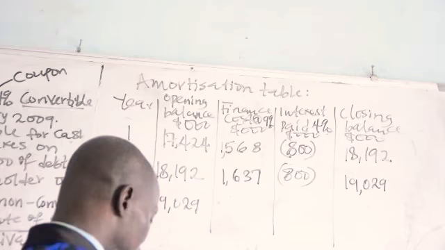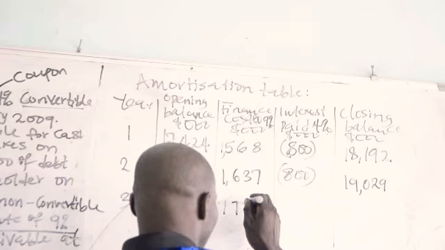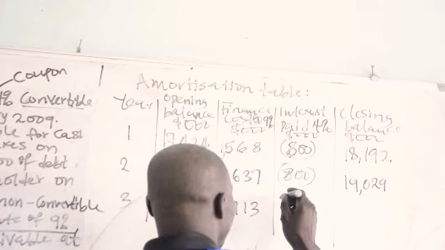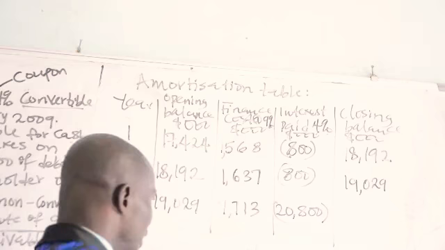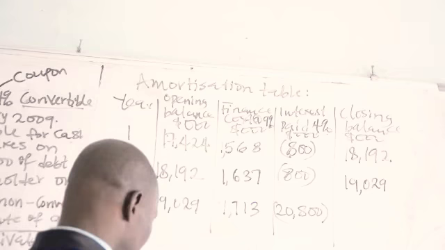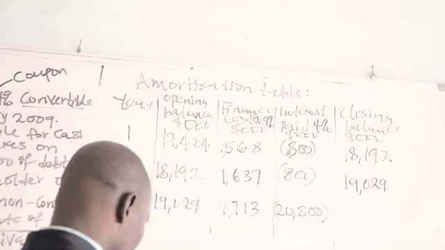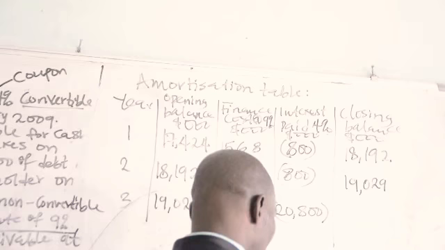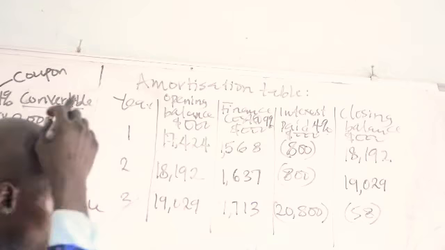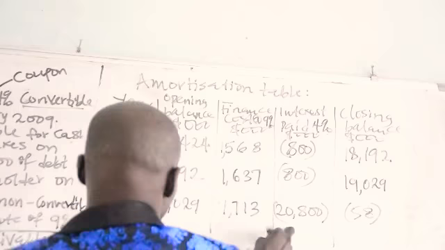Then 19,029 at 9% will be 1,713. At the end of the year, you pay the principal of 20,000 and interest of 800, a total of 20,800. So that is the amount that will be paid in year three, the interest plus the principal. If you have this 1,713 plus 19,029, that totals 20,742. Now, if you subtract, 20,800 minus 20,742, you're left with a difference of 58. The difference of 58 is a result of rounding off. It's a rounding off error. So if you like, you may adjust this to compensate for the rounding off error.